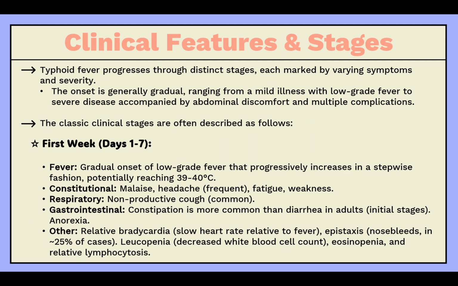Now, let's turn our attention to the timeline of the disease. What's important to note is that the onset of typhoid fever is generally gradual. It can present initially as mild illness with a low grade fever, but it has the potential to progress to a severe disease accompanied by abdominal discomfort and multiple complications if left untreated. To help us understand this progression, the classical clinical stages are often described week by week.